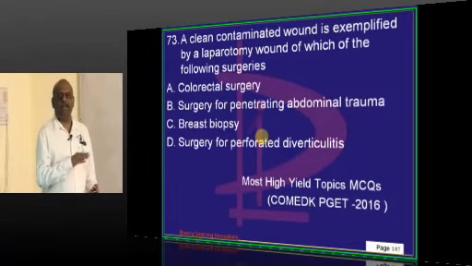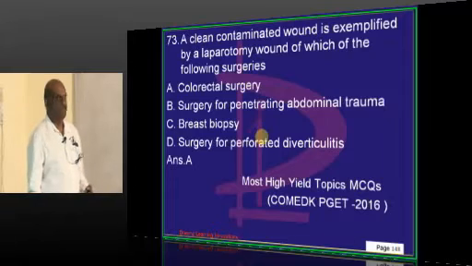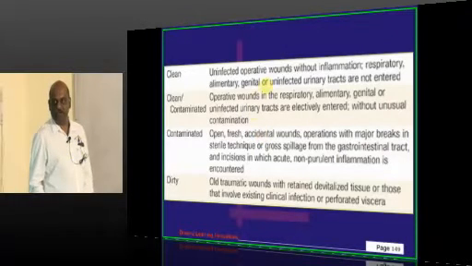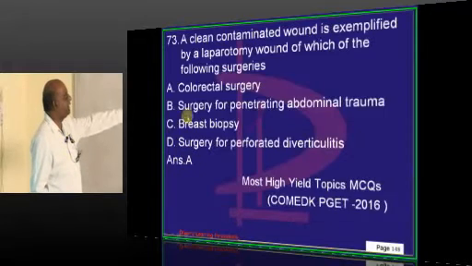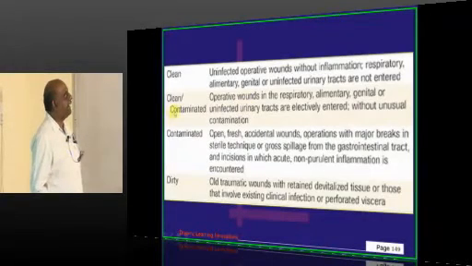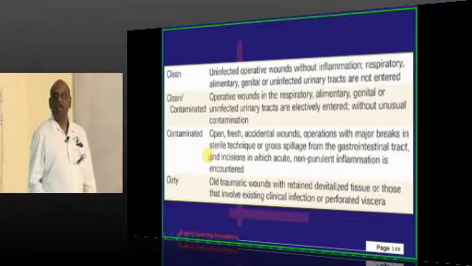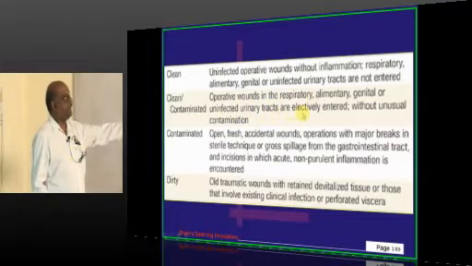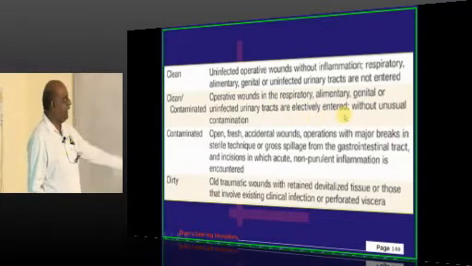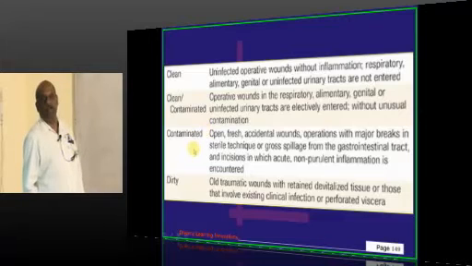Then clean, contaminated, clean, all the table, you are supposed to go knowing that, no doctor. And if you are not sure about answering the correct answer as colorectal surgery as a clean contaminated wound, what is clean contaminated versus contaminated difference? Operative wounds in the respiratory, alimentary, genital or urinary tracts are where they are electively entered. Then you call clean contaminated.